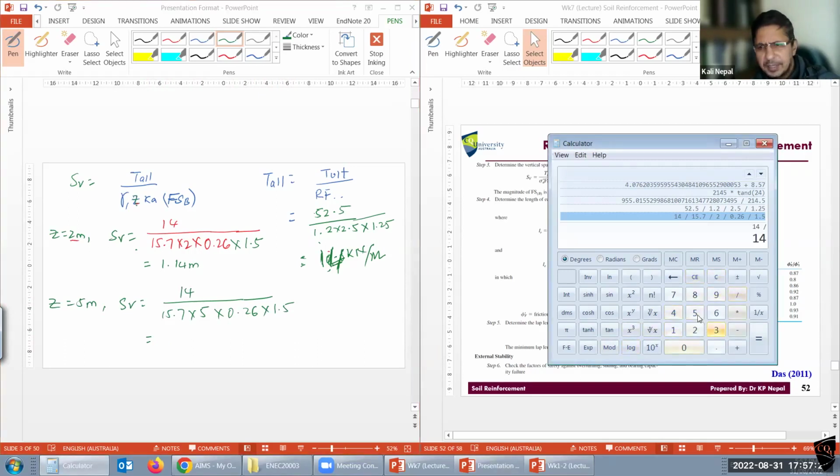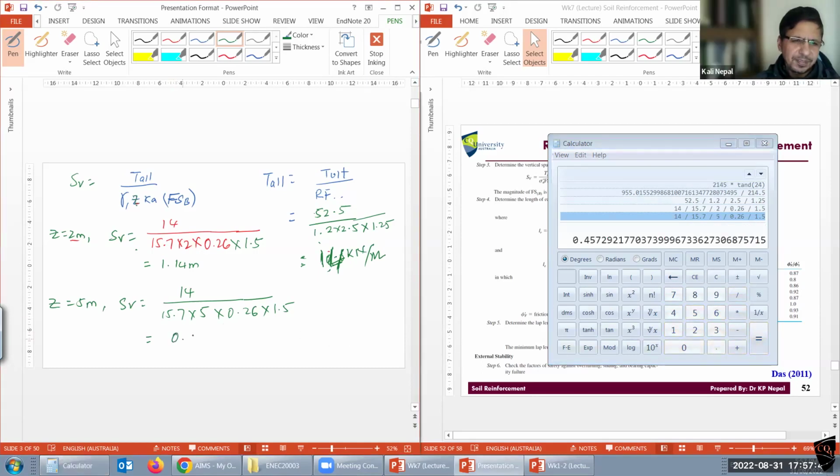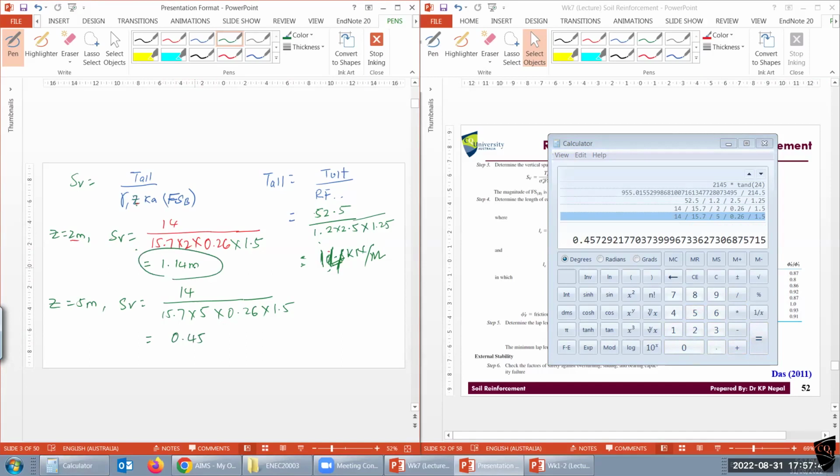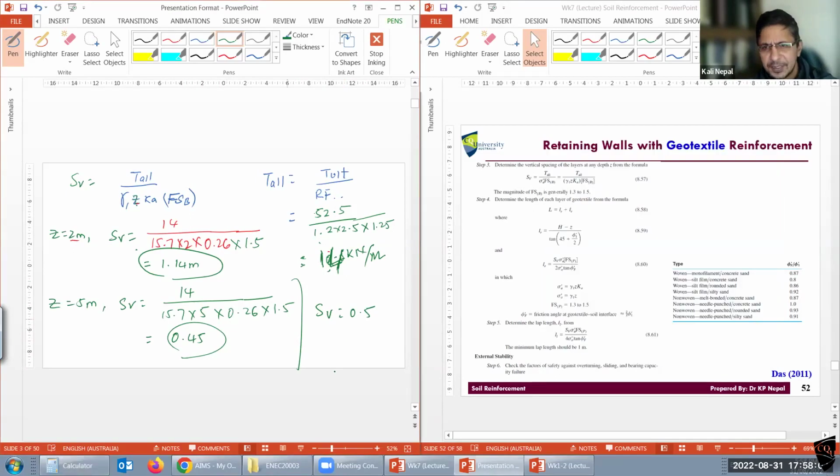14 divided by 15.7 by 5 by 0.26 by 1.5. 0.45. Yes, sir. You see at the top you get around 1 point something. To be on the safe side, let's use 0.5. SB equal to 0.5, spacing every half a meter. We put the geotextile in vertical layers. It's good, that's all right.